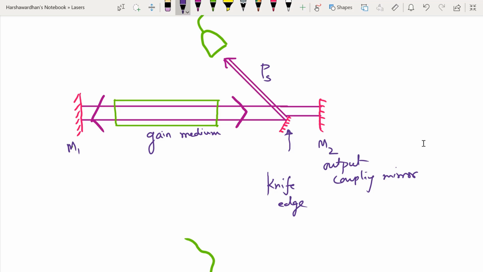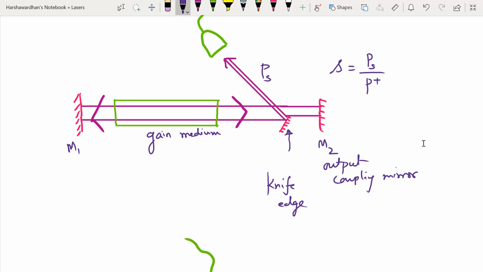So I can get a new sort of scattering coefficient S, right? Because now I am taking light which was in the lasing mode and putting it out. I can call this simply PS divided by P plus, where PS is the measured power at the detector, and P plus is the power which is traveling to the right.